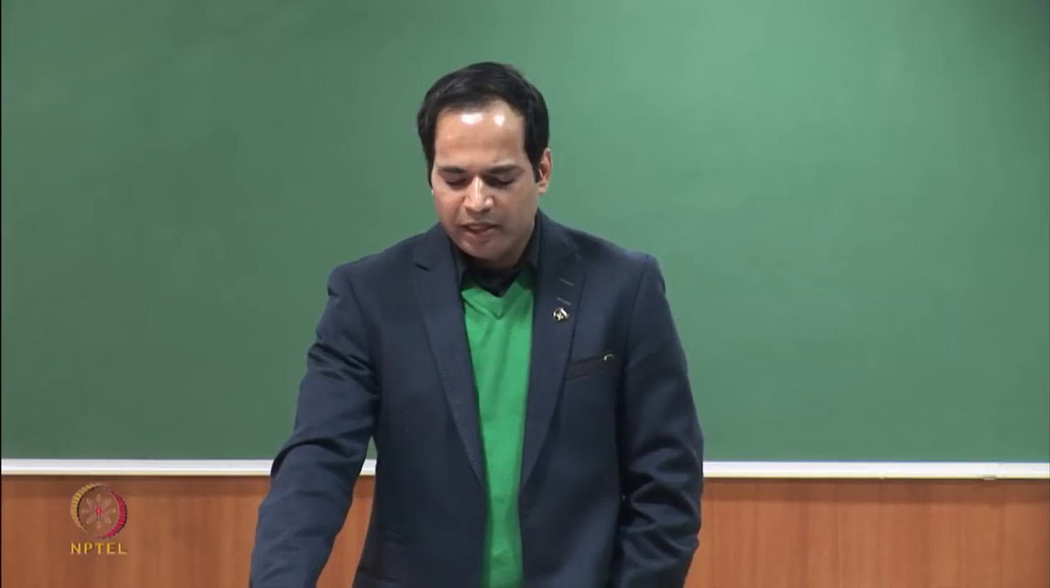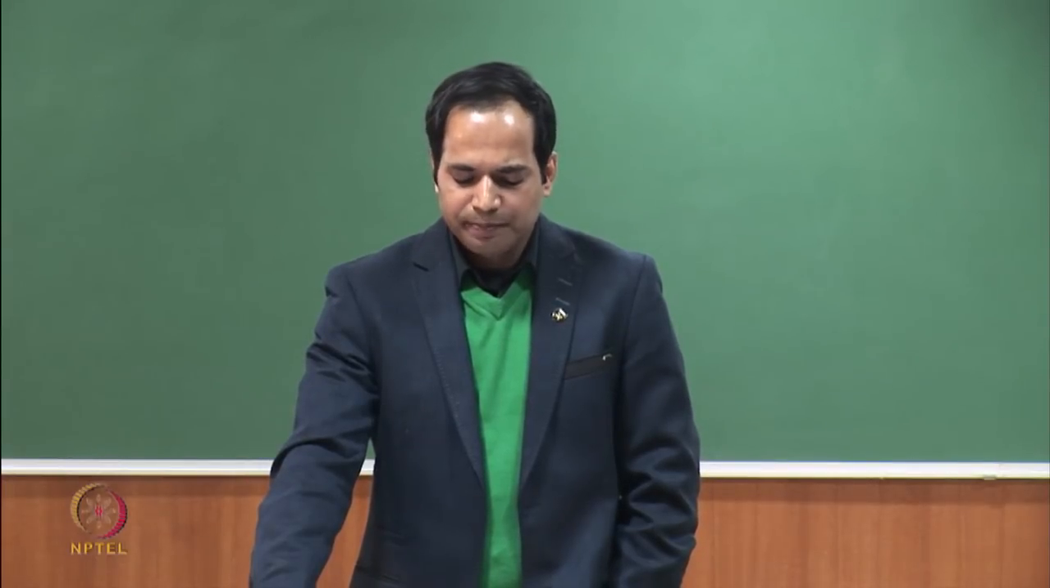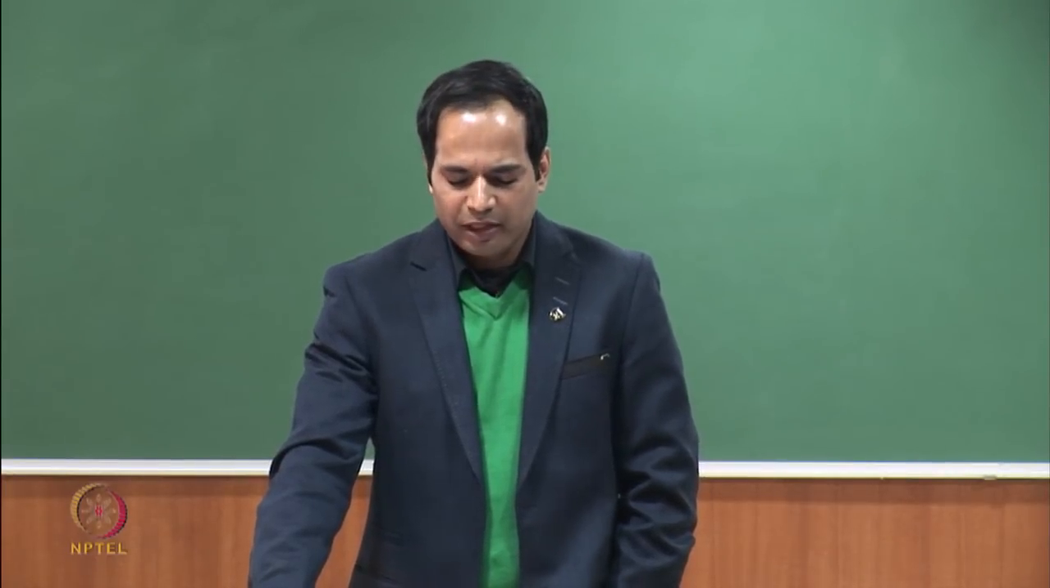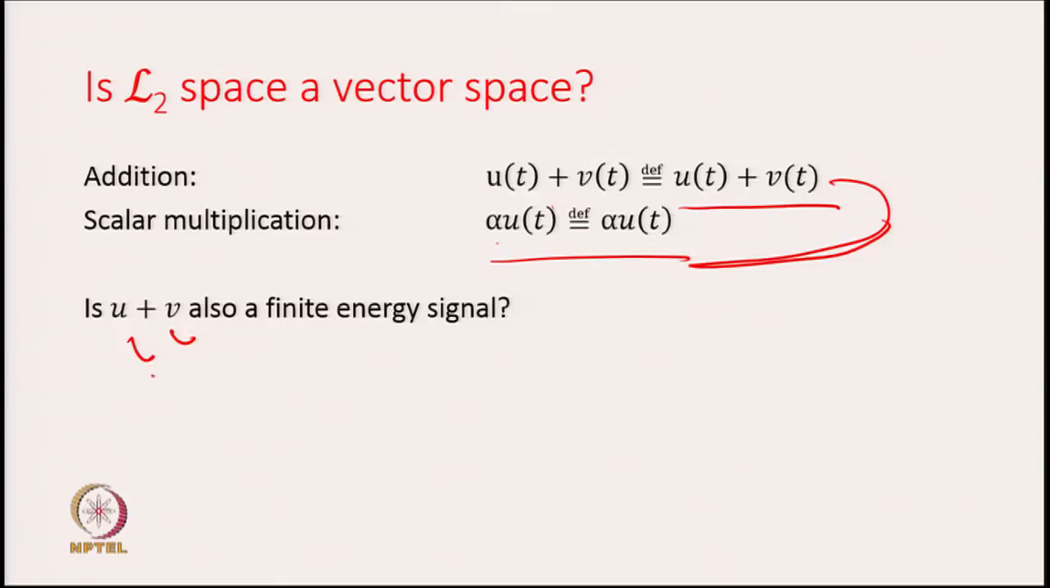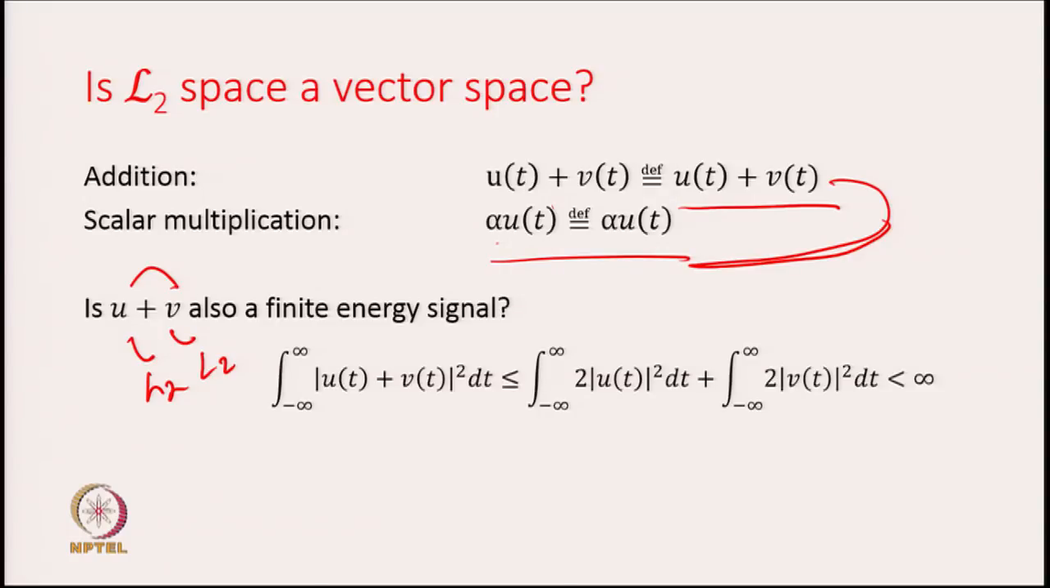One simple point that you might think about, slightly difficult to think about, is: if u and v are L2 signals, is it guaranteed that u plus v is also an L2 signal? That means, is u plus v also a finite energy signal, is it guaranteed? Let us check. Let us check by simple properties from complex numbers that you must have studied, which says that this quantity should be less than or equal to this quantity plus this quantity.